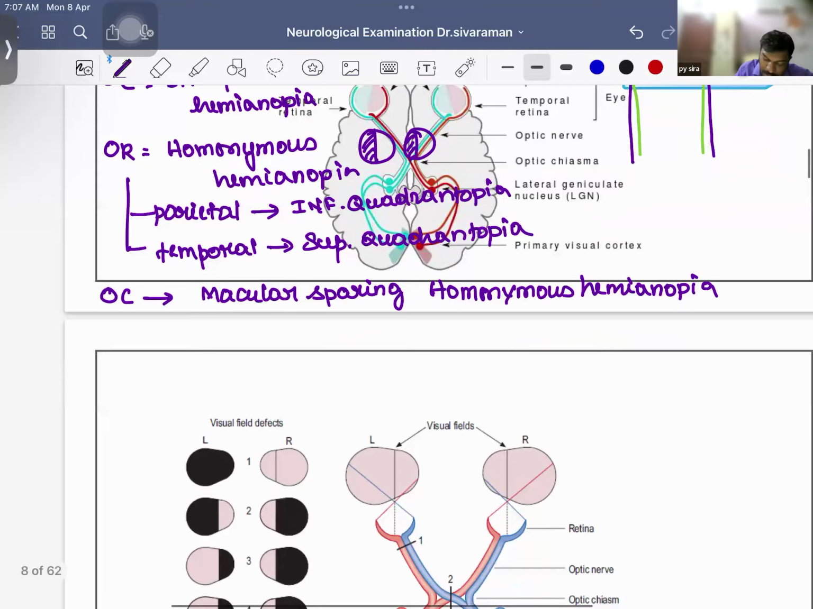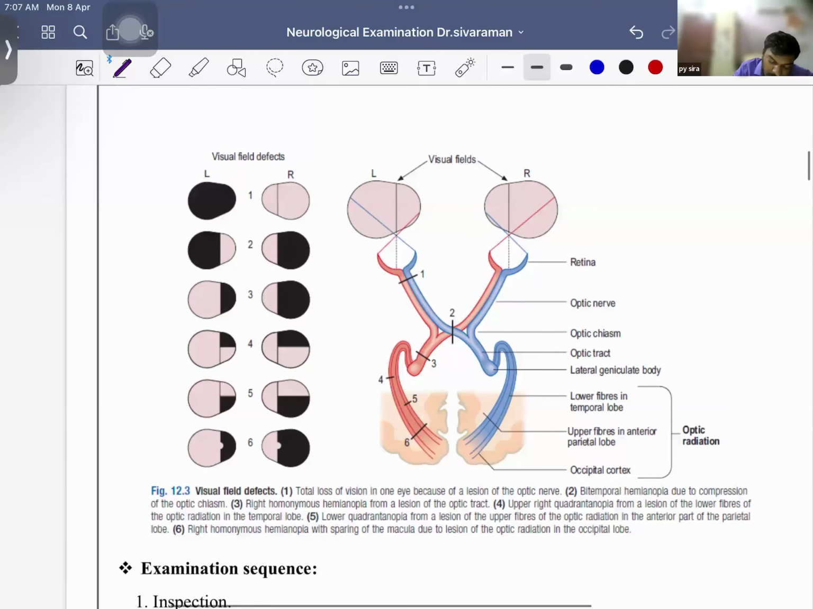This is what is given in this diagram also. This is unilateral blindness, this is bitemporal hemianopia, this is homonymous hemianopia, and this is pie in the sky. It is superior quadrantanopia in the temporal lobe, and this is inferior quadrantanopia in the parietal lobe. This is called macula sparing homonymous hemianopia when the lesion is in the occipital cortex. Any doubt here?